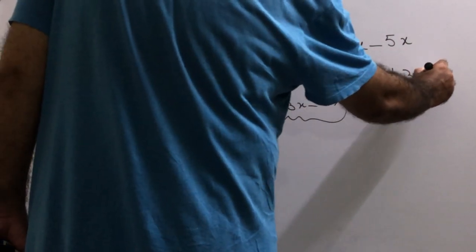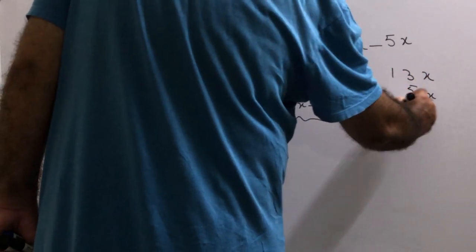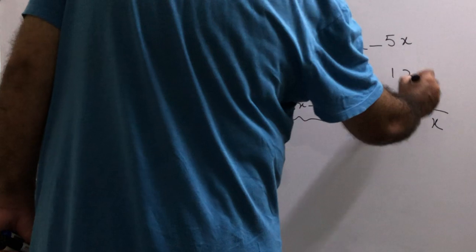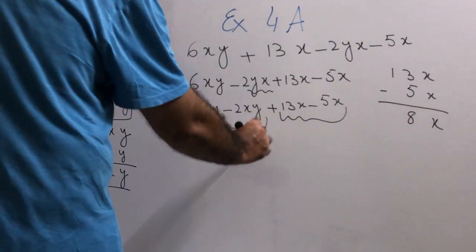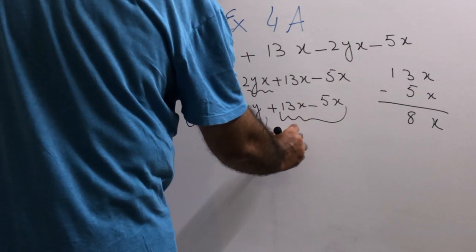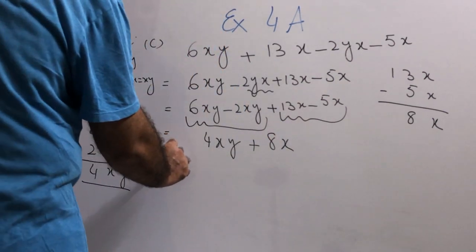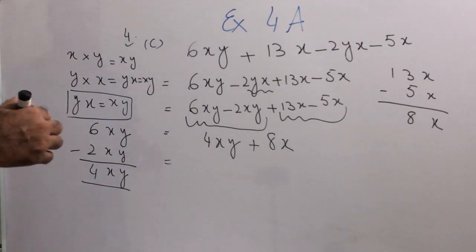13x minus 5x. When we subtract, x will come one time. 13 minus 5 becomes 8. So this is plus 8x. Now this is the answer, but you can further simplify this.